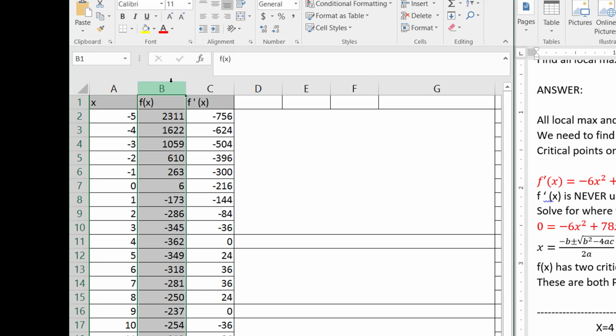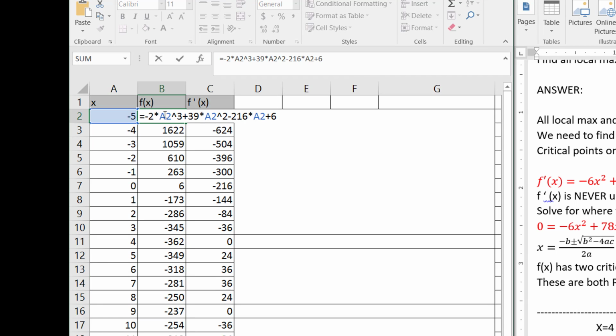In column B, I put f of x in there. So there's our original f of x function, that third degree function. We'll be able to graph that when we're done and take a look at our maxes and mins. I then added a column C where I have the derivative function. There it is, negative 6x squared plus 78x minus 216. Notice here at x equals 4, the derivative f prime is 0. Notice here at x equals 9, the derivative is 0.